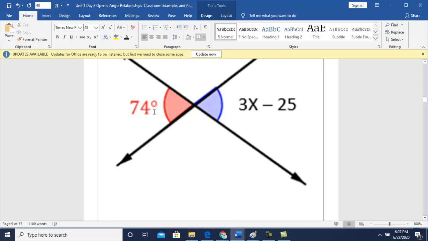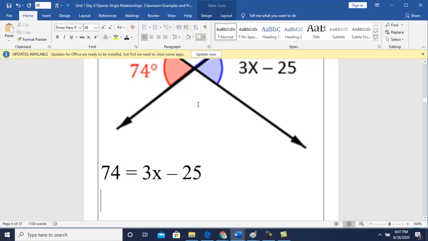The first skill we need is to look at the problem. We're going to solve for x, so we have to write an equation. 74 is the angle on the left side. On the right side, we have 3x minus 25. Now we need to solve for x, doing the order of operations in reverse. To get x by itself, I first need to get rid of the minus 25.